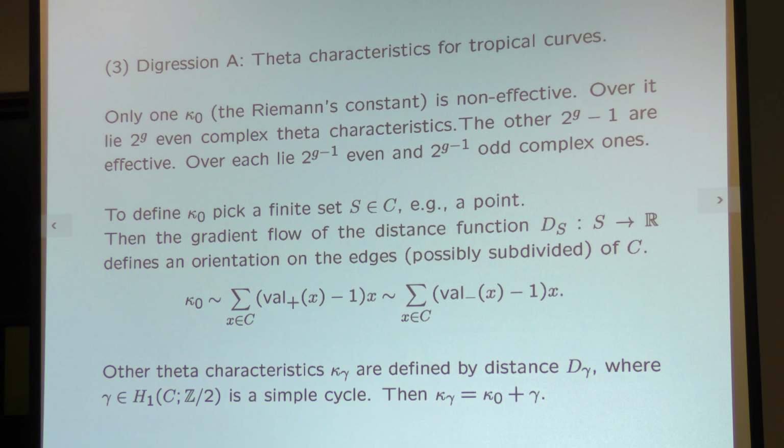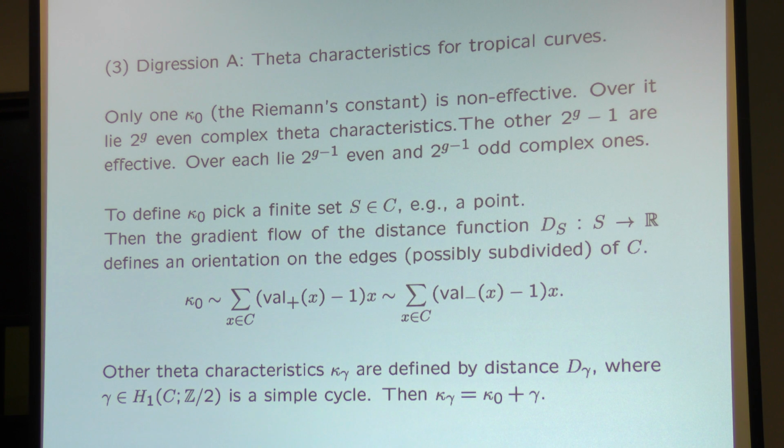Now, before I go to plane quintics, this is the most interesting case, of course. Plane quintics. Let me say a couple of words. What are the tropical theta characteristics? Well, of course, there are only 2 to the g of them, not 2 to the 2g. There is only one non-effective one. Generically there is only one even theta characteristic. This is this Riemann constant kappa.